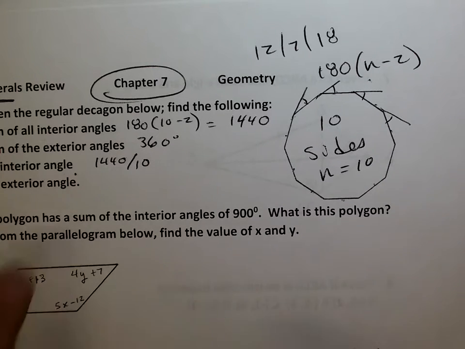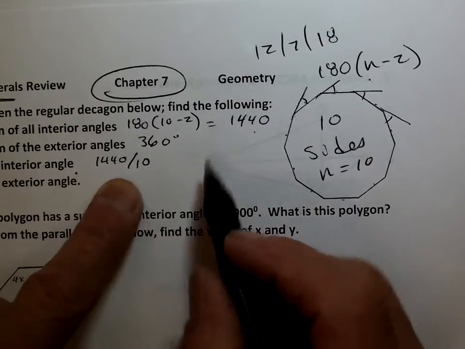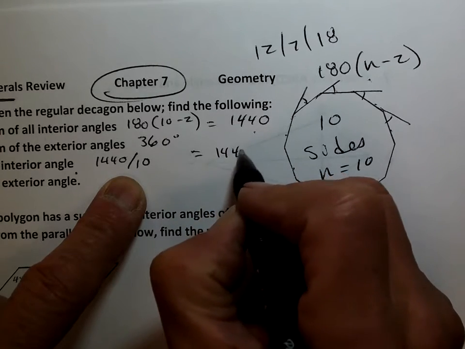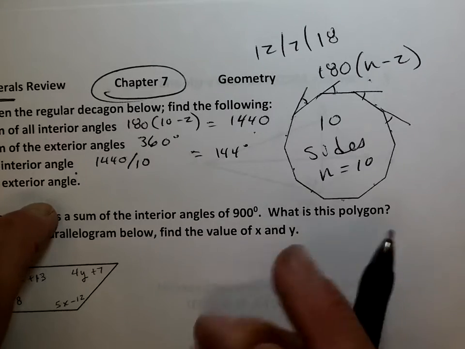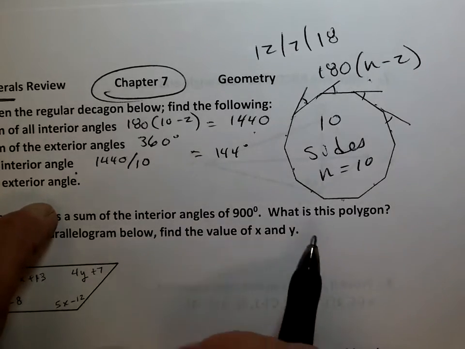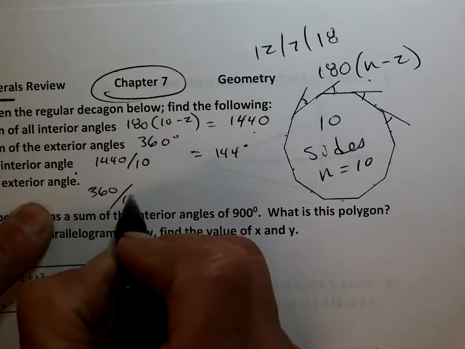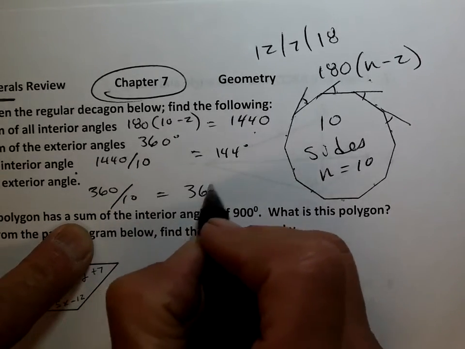Okay, let's do this. Interior angle, so we take our sum and we divide it by 10 because there's 10 angles, and that's 144 degrees. Okay, and individual exterior, boys, let's stop talking. It's just 360 is my answer, but I have 10 of them, right? 10 exterior angles. So I divide by 10 and I get 36 degrees, okay?